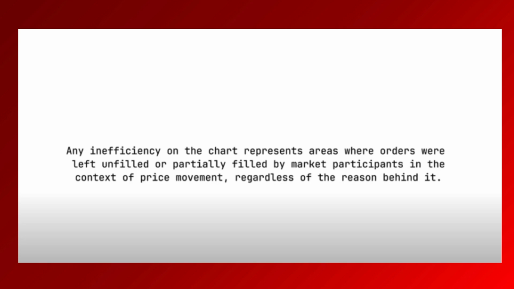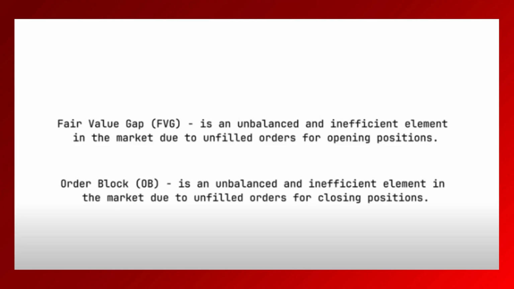The process. Identify the OB: find zones where institutions left unfilled orders. Wait for liquidity grab: price moves beyond the zone to clear stops. Enter on return: when price comes back to the OB zone. Target opposite levels: take profits at the next OB or S&R level.